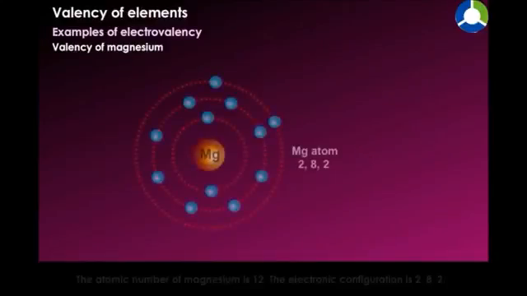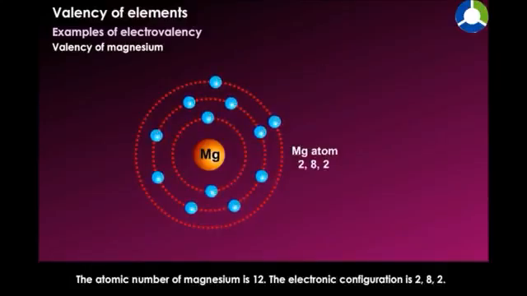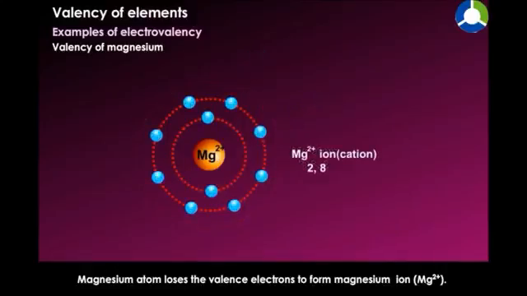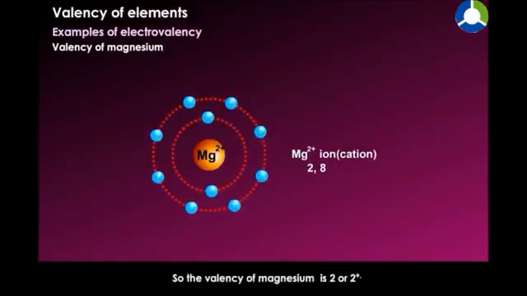Valency of magnesium. The atomic number of magnesium is 12. The electronic configuration is 2, 8, 2. Magnesium atom loses the valence electrons to form magnesium ion, Mg2+. So, the valency of magnesium is 2 or 2 positive.